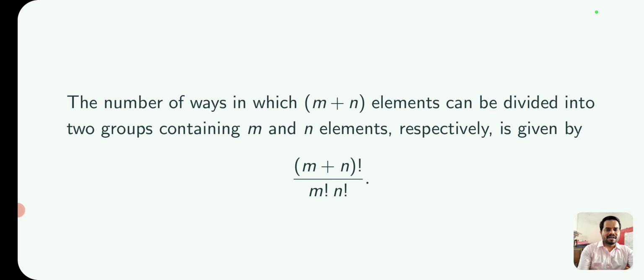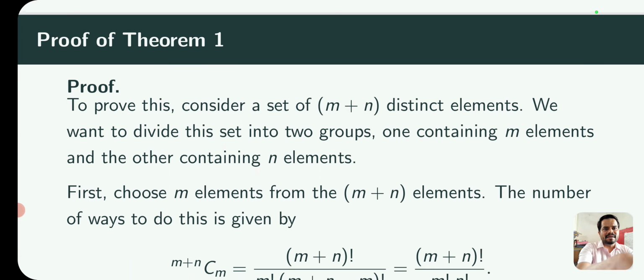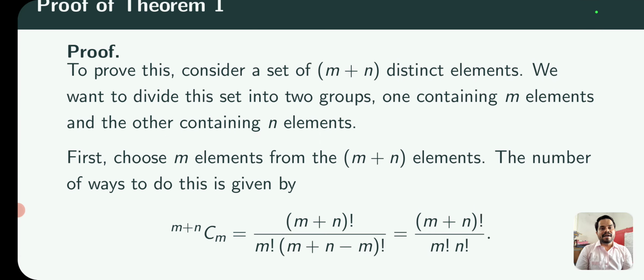To prove this result, the two groups are already given, with m and n elements. So to prove this, consider a set of m plus n distinct elements, and we want to divide this set into two groups, one containing m elements and the other containing n elements. First we have to choose m elements from the m plus n elements. Both are together, and we have to partition these into m and n, two separate sets.